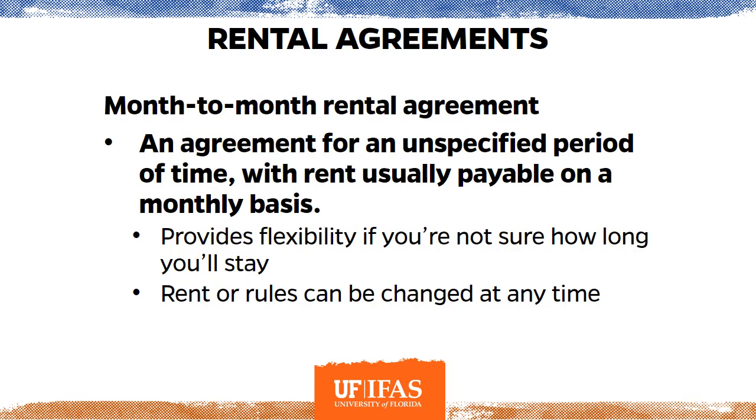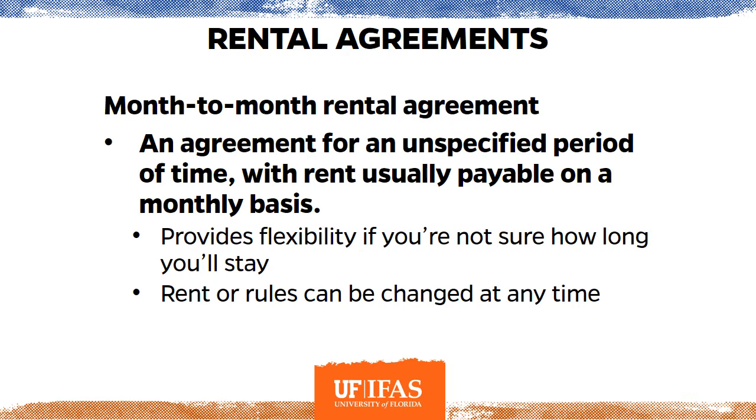A month-to-month rental agreement is pretty flexible. It's for an unspecified period of time. The rent's usually payable on a monthly basis, usually the first of the month. And it's nice because it provides flexibility if you're not sure how long you're going to be staying in an area. Unfortunately, it's ambiguous because the rent or rental rules can change at any time. From month to month, your landlord could say, thanks for the rent this month. Next month, it's going to be $25 higher. And it's your choice to either stay or pay.